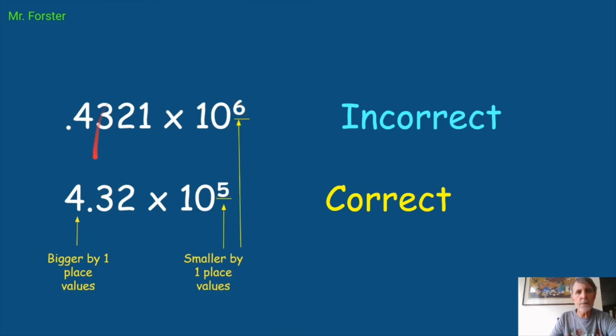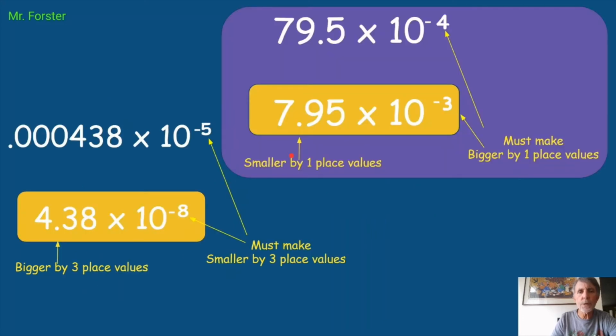So this one here, this is incorrect. So we want to have the decimal there and just these 2 decimal places. So we're going to have 4.32. That's correct. But we made this number bigger, so we have to make this number smaller. We made this bigger by 1 place value only, and so we make this smaller by 1 place value. So I hope that shows you how to rewrite a number in proper scientific notation.